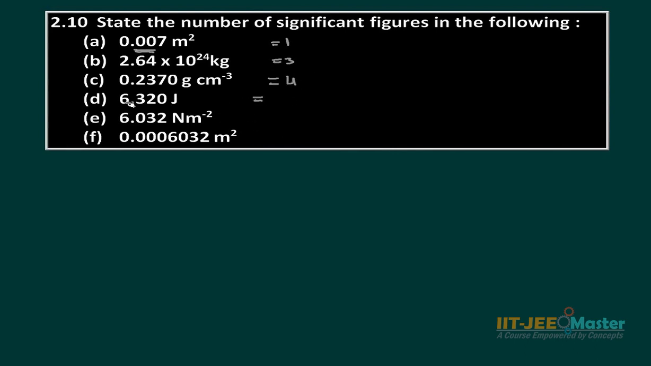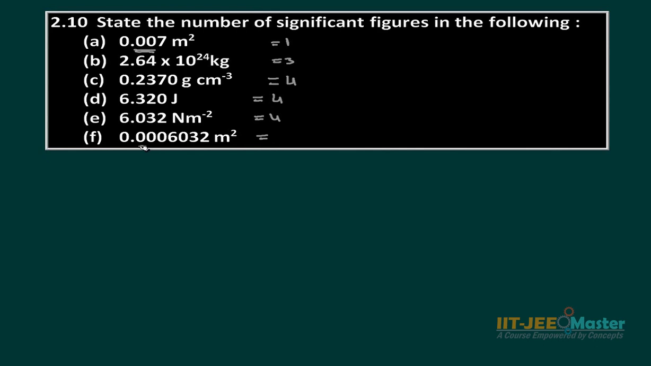In this case, this is also a number with decimal point, and there is one 0 also trailing here, but it is significant also. So 4 significant digits are here. Now 6.032. Clearly these 4 digits are all significant. This 0 is between 2 non-zero digits, so it is significant.